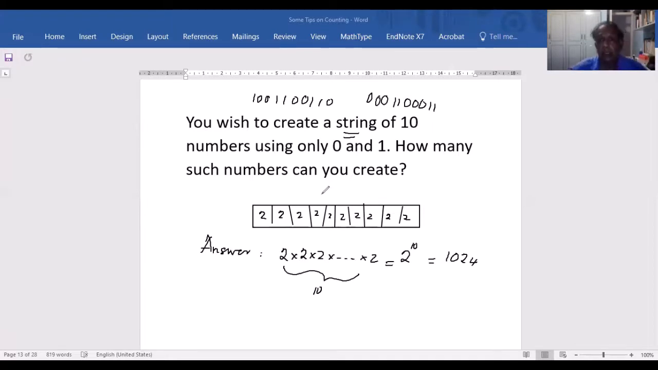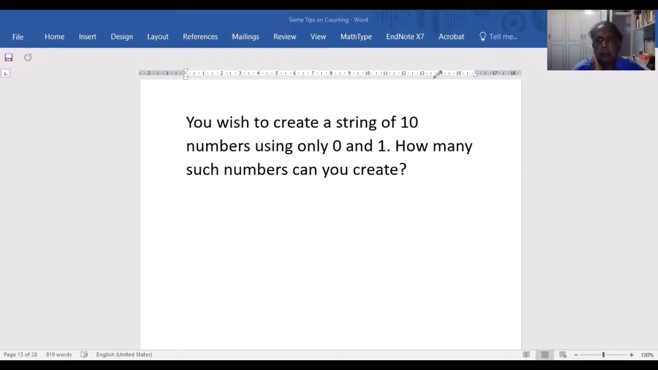Quite a lot. You might think there are not so many because you're only using zeros and ones. But when you calculate this, you will see that you have to make 10 choices, you see, and each choice can be made in two different ways. So, that's the answer to that problem.